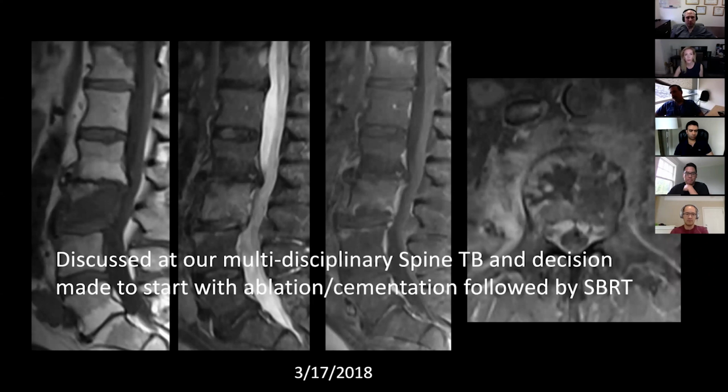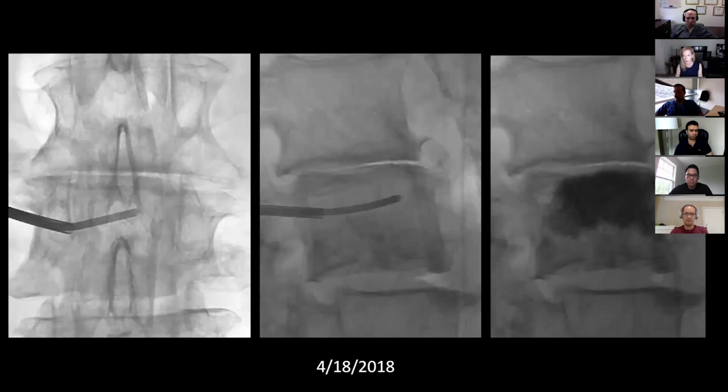So we have our spine tumor board, multidisciplinary, and we started out with an idea of ablating this, doing a cementation, and following it up with SBRT, just based on the significant mechanical pain that the patient had at the time of presentation. So that's what we did. We ablated the vertebra, and then we put cement in nicely, and you can see the cement was completely within the vertebral body. There was no extravasation.